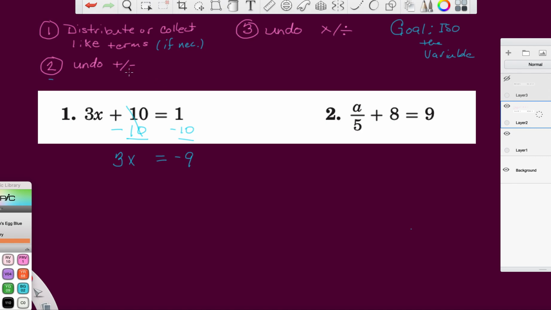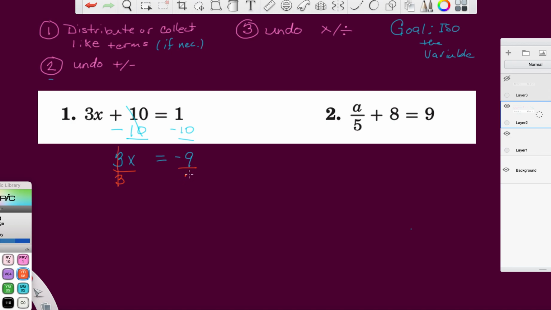Well, now I'm down to a one-step equation. And my next job is to undo this multiplication or division. Well, I can only undo multiplication with division. And remember, we use a fraction bar to show that. And I put the 3 under it because I want one lonely little x. So I want to divide by 3. And 3 divided by 3 is 1.